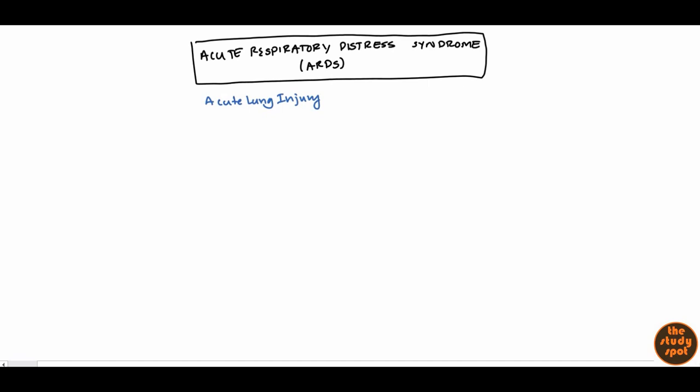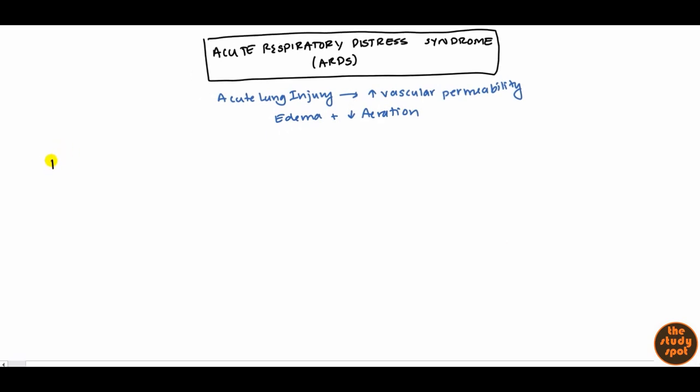So the end result of acute lung injury is going to be an increase in vascular permeability. And so when you get an increase in vascular permeability, that allows more fluid leakage, causing edema. And when it gets into the actual alveoli, it decreases the aeration within the alveoli. So we'll begin by first taking a look at the actual pathophysiology of acute respiratory distress syndrome.